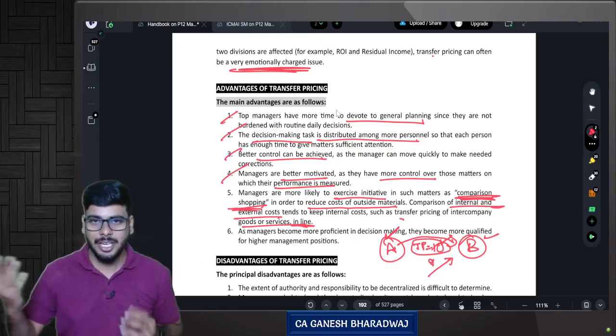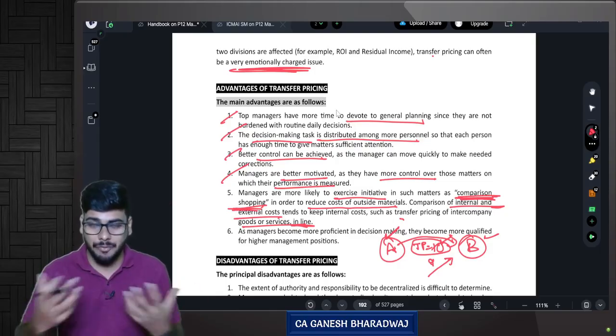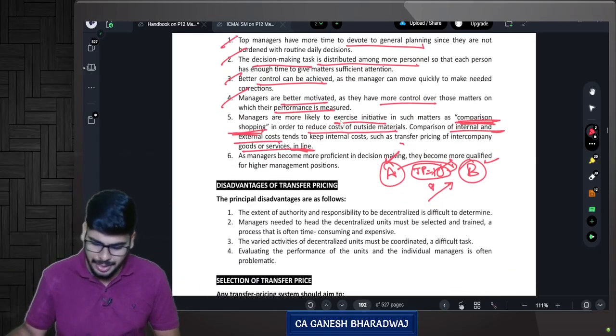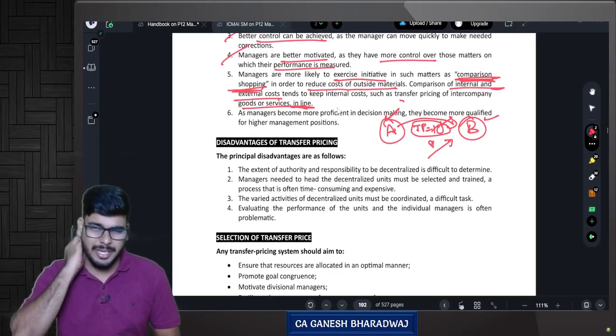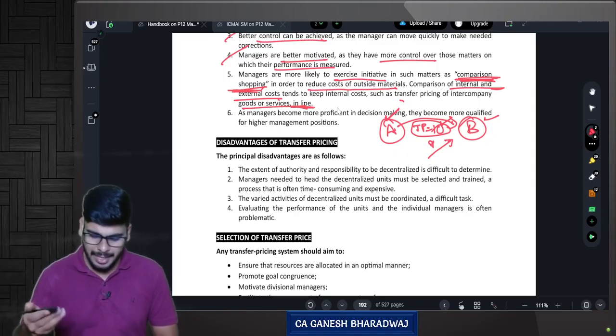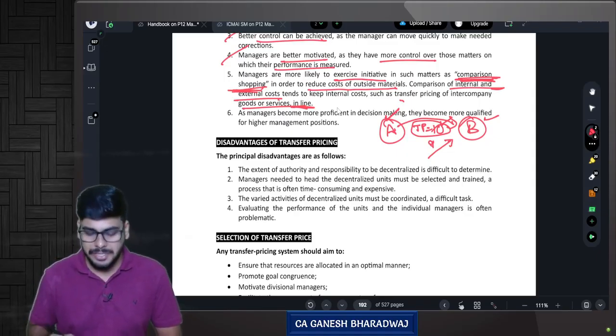There has to be a check. So these managers of each and every division also check the external market prices. Are you clear with this? Yes, of course, whenever you have a particular concept, there are always disadvantages. So what are the major disadvantages of transfer pricing?